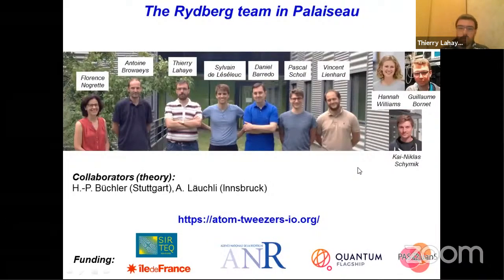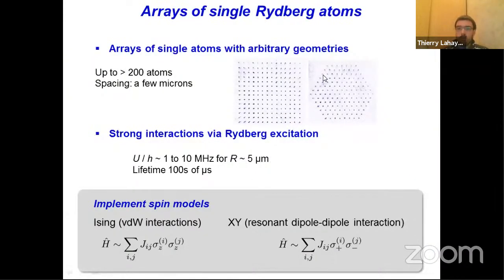This work is done at the Institut d'Optique in Palaiseau, just south of Paris, in the group led by Antoine Browaeys. And here are the people that are working in the lab. As you can guess, this is a rather old picture, but at least you can see the faces of the people involved. We also benefit from very useful collaborations with the theory groups of Hans-Peter Büchler in Stuttgart and Andreas Läuchli in Innsbruck.